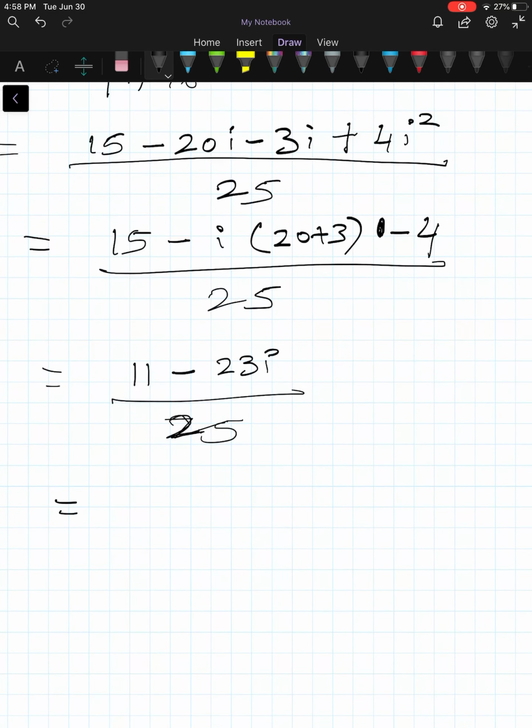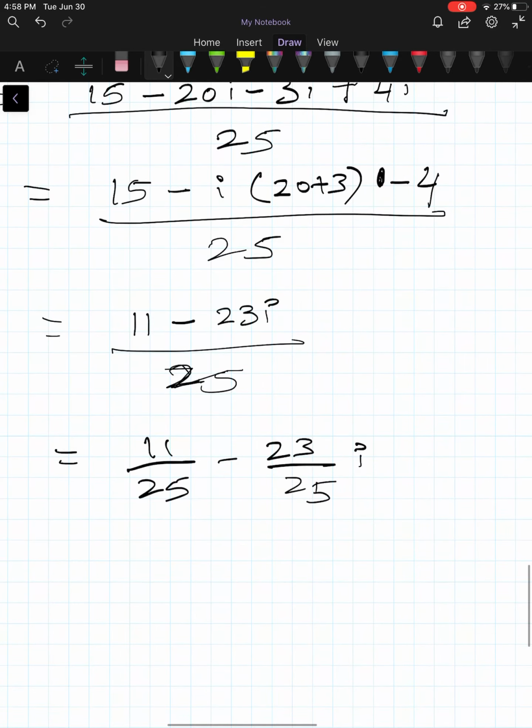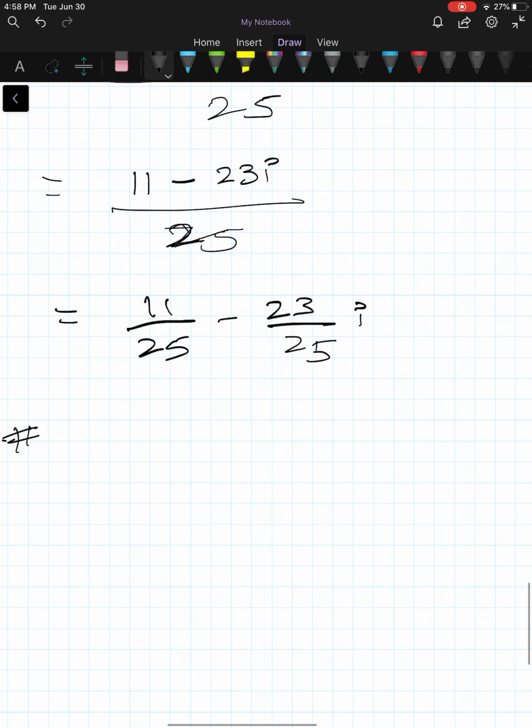So you have to write the real part and the imaginary part. So this will be 11 by 25 minus 23 by 25 i. This is the proper expression of the result in the standard form a plus ib. Next we will do another problem. This is problem number 42 in the book.